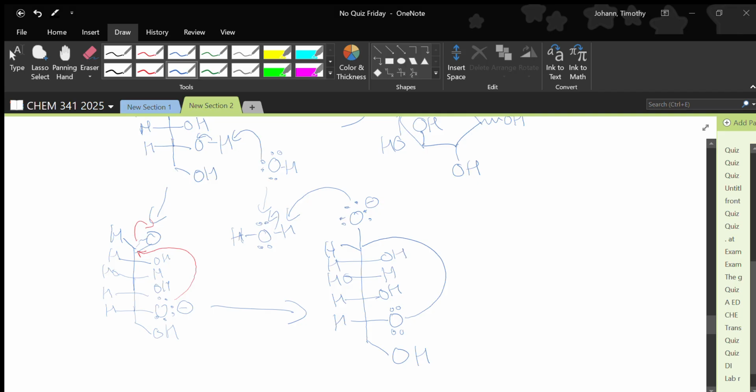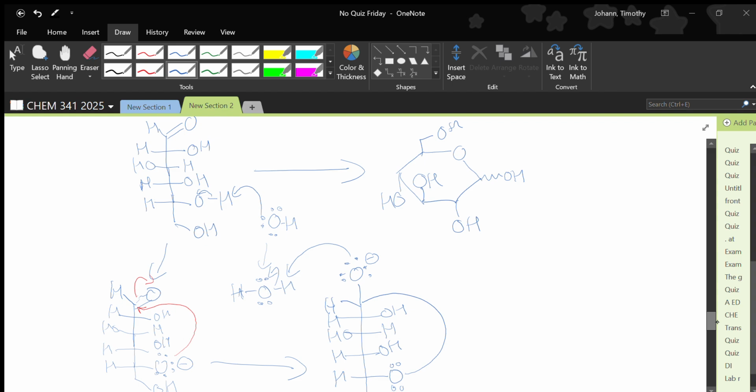Okay, I'm going to count, make sure I didn't add any carbons. 1, 2, 3, 4, 5, 6. 6 carbons, great. That's what I start out with. When I grab that, then that's what it would look like if I changed this structure here after I picked up that proton to the Haworth projection.